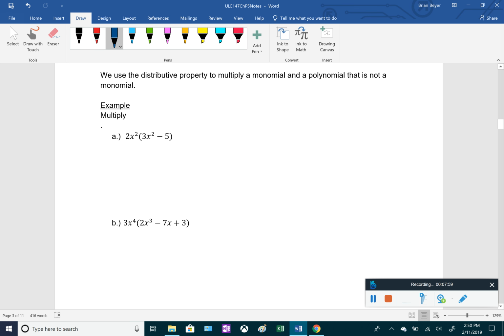Next we're going to be multiplying a monomial into a polynomial. And we're going to do that using the distributive property. So for this first one here, we have 2x squared times 3x squared minus 5. So we distribute that to both terms inside of here. 2x squared times 3x squared is 6x to the 4th. 2x squared times negative 5 is going to give us negative 10x squared. So we just distribute and then we use the exponent properties.